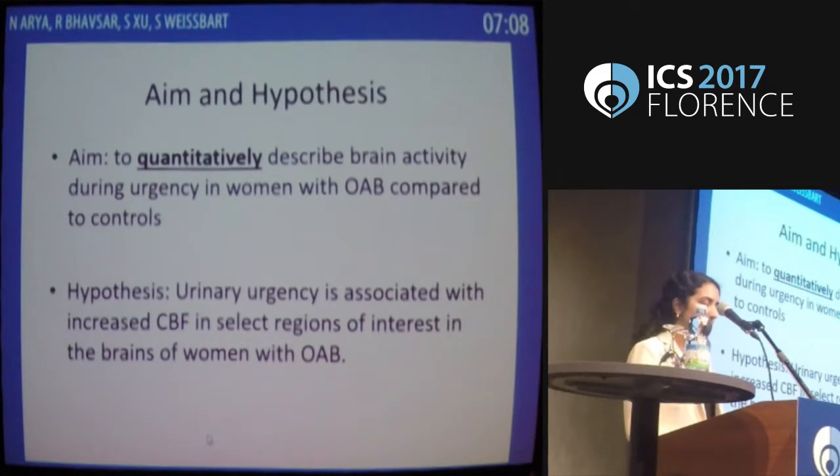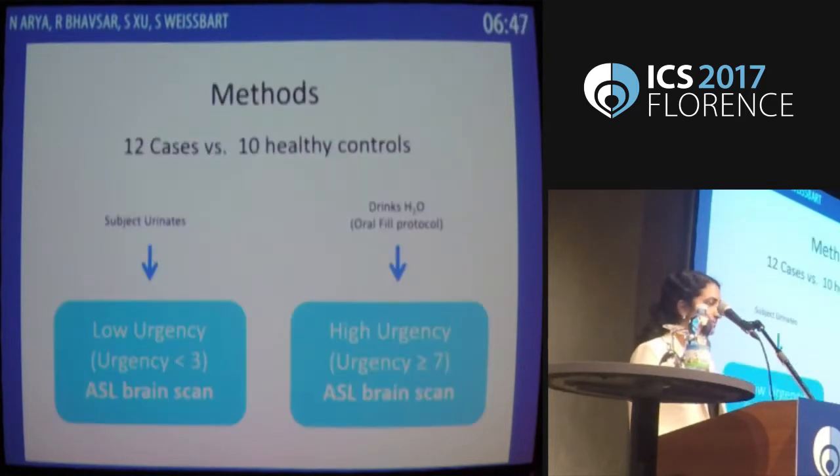Our aim was to quantitatively describe brain activity during urinary urgency in women with overactive bladder as compared to controls. Our hypothesis was that urinary urgency is associated with an increase in CBF in select regions of interest in the brains of women with overactive bladder. We compared 12 cases and 10 controls. We obtained the low urgency scan after the subject urinated and the high urgency scan after the subject drank water.